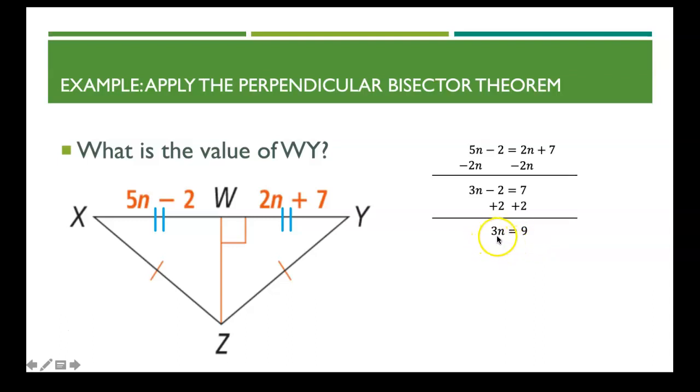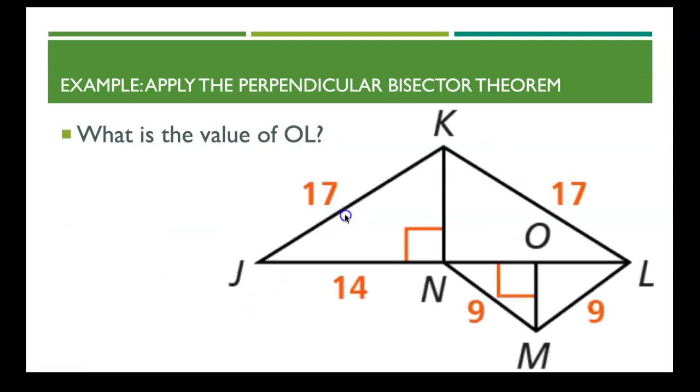And I'll say, okay, if 3 n's equal 9, then 1n must equal 3. So divide both sides by the coefficient in front of the variable. 9 divided by 3 is 3. All right, but the fun's not done. We solved for the variable, and we need to plug it back into the equation. Do some plug and chug. And we want to know the value of WY. So 2 times 3 plus 7 will give me 6 plus 7, which is 13. So my answer, WY is equal to 13.